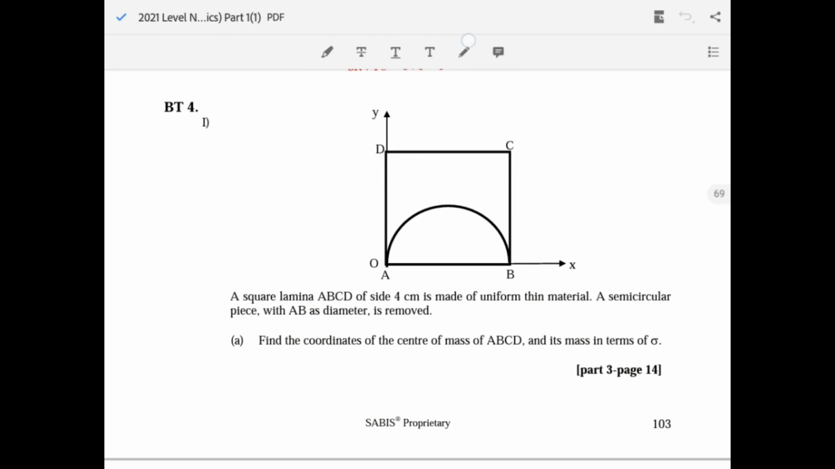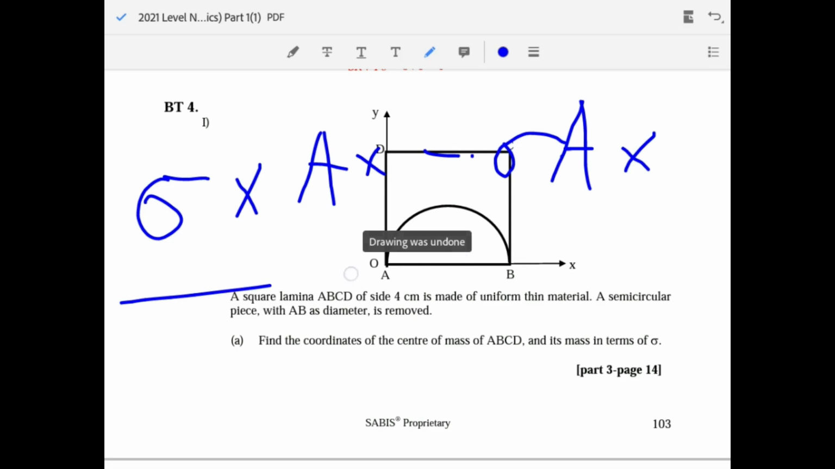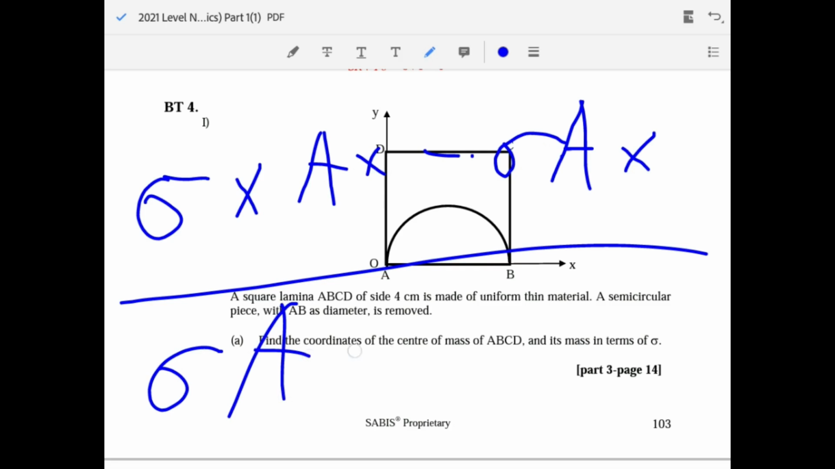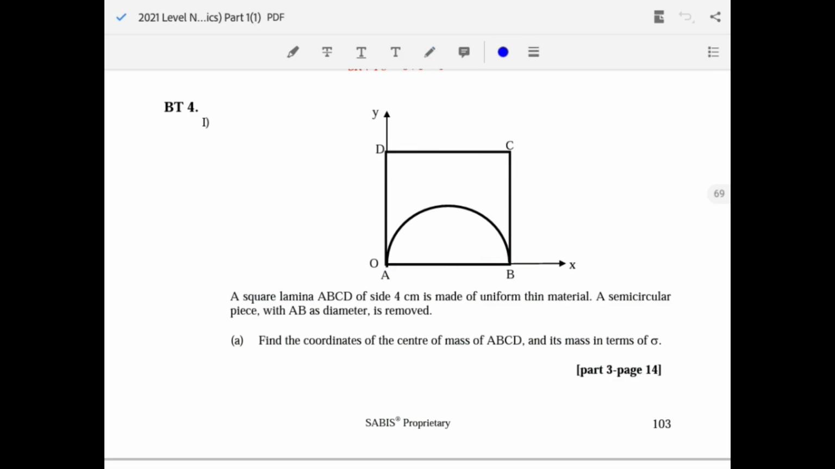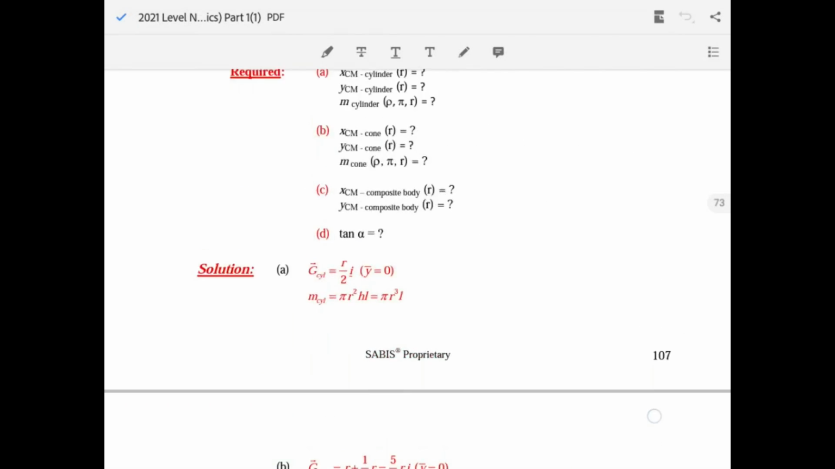Square lamina, again, you just do density times area or volume, but it's area in this case. And then you're removing the semicircle, so times the x or y value, minus the density times the area of the semicircle times the x or y value of the semicircle, over sigma a minus sigma a. This is the square, this is the semicircle, when you get it. And that's pretty much the basics.